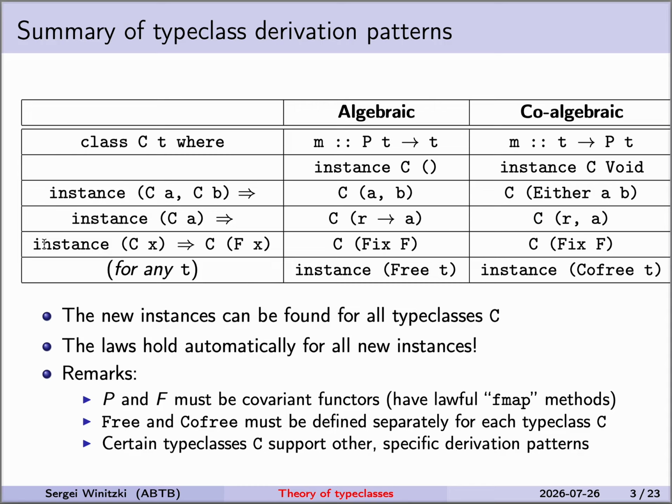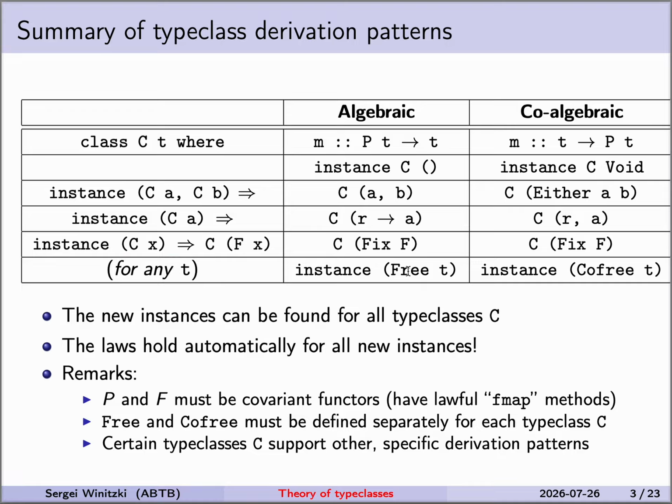The next pattern is the recursive type. So recursive types are defined in type theory using fixed points of functors. So fixed points, either least fixed points or greatest fixed points or some other fixed points, are always going to have an instance as long as the functor f has this property that it preserves the type class. So if any type x has an instance of the type class C, then f x also should have an instance. So if this is satisfied, then the fixed point of f will have an instance.